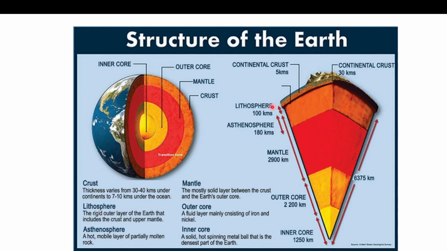The lithosphere is the rigid outer layer of the Earth that includes the crust as well as the upper mantle. Then we have the asthenosphere, which is a hot mobile layer of partially molten rock. Then we have the mantle, the solid layer between the crust and the Earth's core. The outer core is a fluidic layer mainly consisting of iron and nickel, and the inner core is a solid, hot, spinning metal ball, the densest part of the Earth.